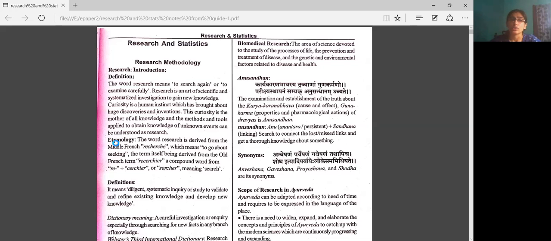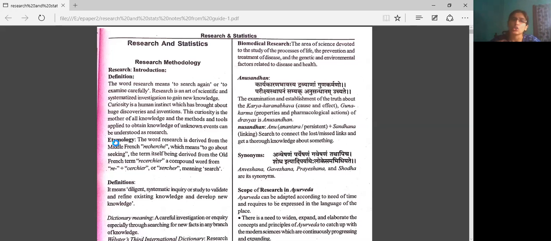And for research, one point is very important, that is curiosity. Curiosity of an individual. What is curiosity? Curiosity is a human instinct which has brought about huge discoveries and investigations to gain knowledge.